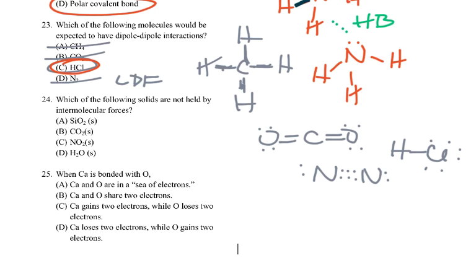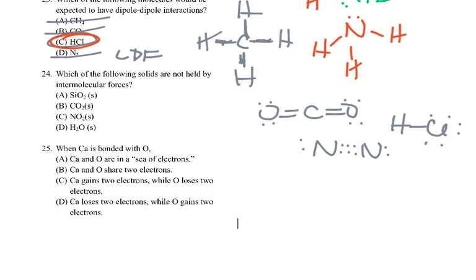It's a polar molecule. Okay, which of the following solids are not held by intermolecular forces? Well, what are intermolecular forces? It could be the London dispersion forces, could be DDIs, it could be hydrogen bonding. Those are the intermolecular forces. But we're saying who is not held by intermolecular forces. That means they are not molecules. And there it is, SiO2, that's a covalent network solid. That is held together by covalent bonds. It's not individual molecules, it's a big crystal. CO2, that's a molecule, NO2 is a molecule, H2O, that's a molecule.